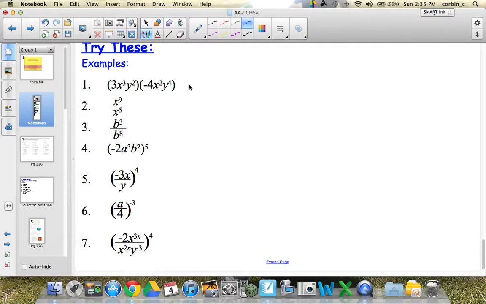The hardest part, I think, for students in the past has been, after we talk about these exponents, to go back and talk about regular numbers. 3 is a regular number. Negative 4 is a regular number. Those get multiplied. 3 times negative 4 is negative 12. X to the 3rd times x squared is going to be x to the 5th. And y squared times y to the 4th is going to be y, when you add those exponents, to the 6th.